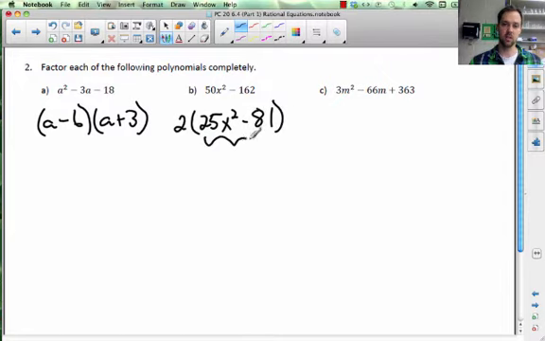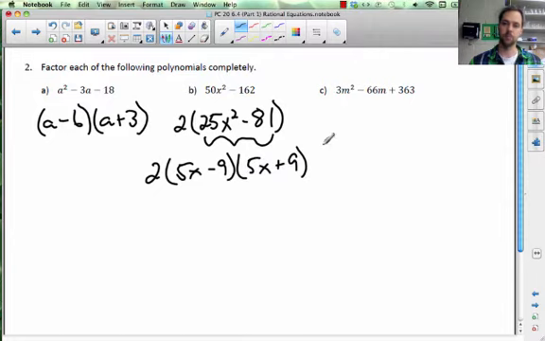Alright, now this is actually a difference of squares. 25 is a perfect square, x squared is a perfect square, 81 is a perfect square. So we get 5x minus 9 times 5x plus 9.